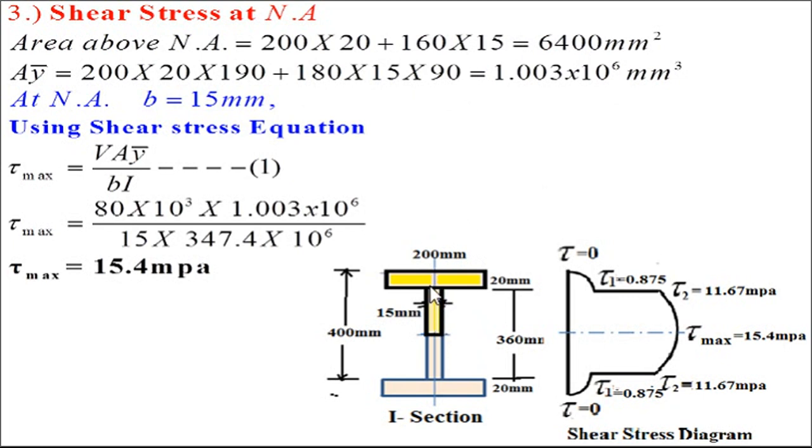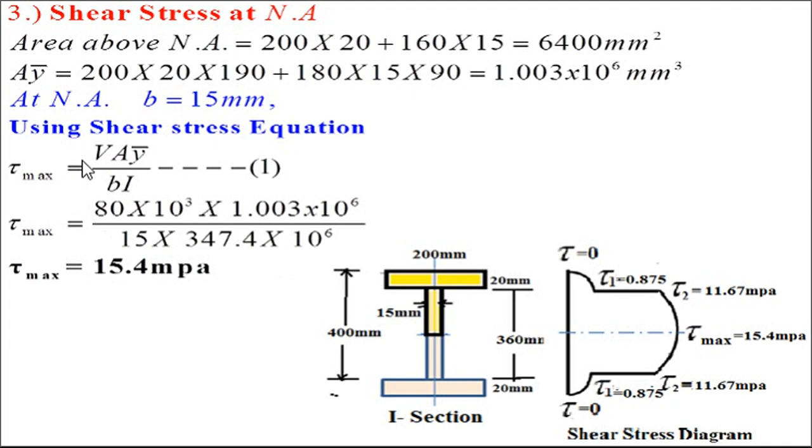Now there are two figures A1 and A2, so I will take A1 Y1 plus A2 Y2 as AY bar. A1 means what? 200 into 20 into Y1, means the distance of the centroid from neutral axis, plus A2 Y2, this 180 into 15 into half of 180 which is 90. So I will get this AY bar as 1.003 into 10 to power 6 mm cube. Why mm cube? Because unit of area times unit of distance will be mm cube. And at neutral axis, what is the width here? Width is 15 mm. So B is 15.